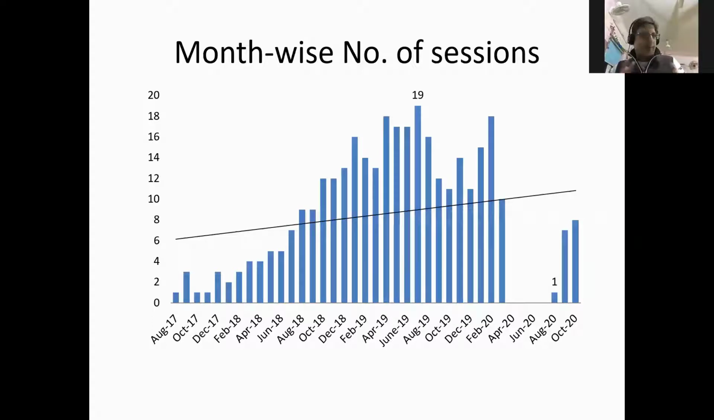I'm not going to go into detail of this, but just a snapshot: the maximum number of training sessions plotted on the y-axis was 19, and that happened somewhere in the month of July of 2019, and that was the maximum that was touched. The trend increased from August 17 to August 19. There was a dip. This is just a pictorial representation of the table that you saw earlier, and it's up to the data owners to decide how they want to use this analysis to make meaningful decisions going forward. If I may ask you to move to the next slide, please.